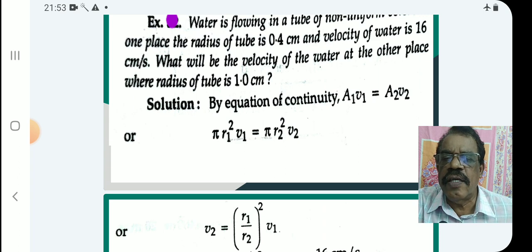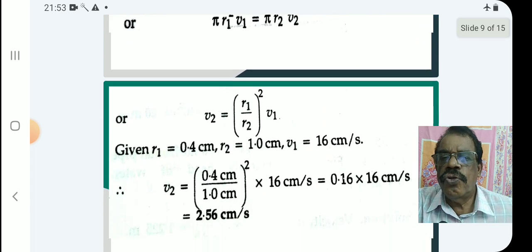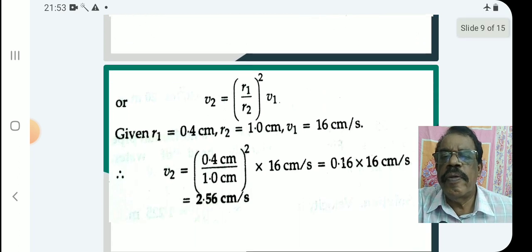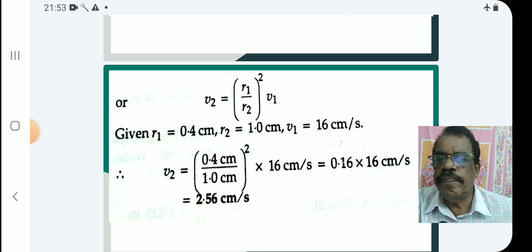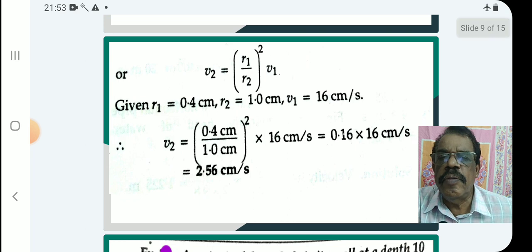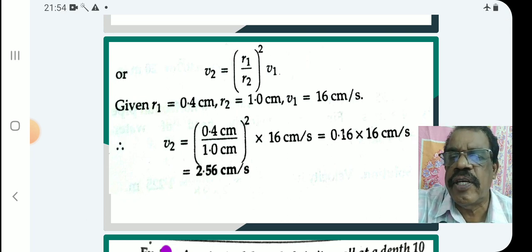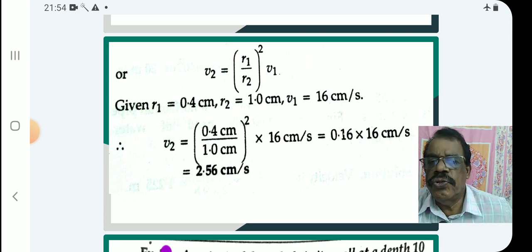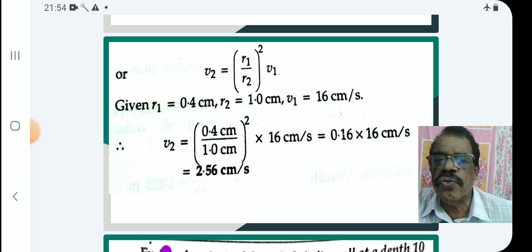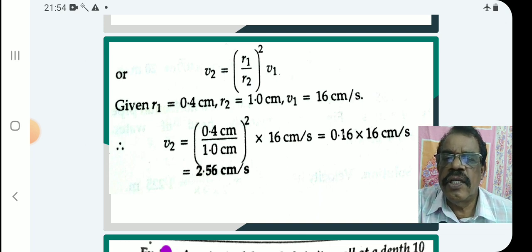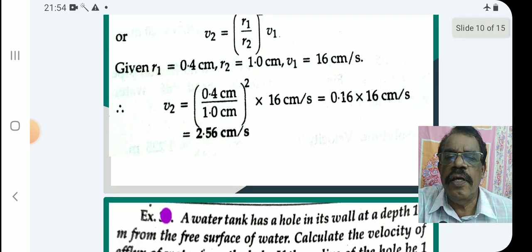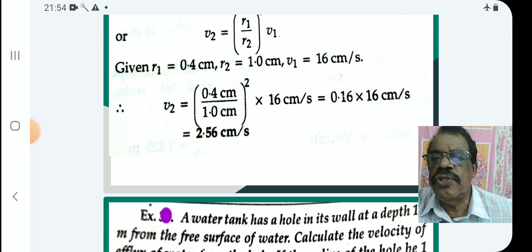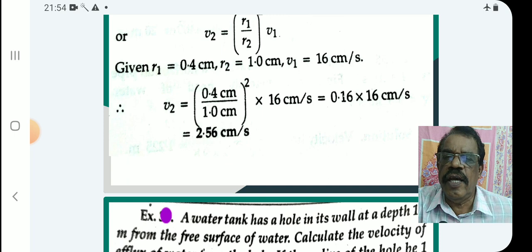We write in that manner. So V2 is equal to (R1 by R2) whole square into V1. R1 is 0.4 centimeter, R2 is 1 centimeter, V1 is 16 centimeter per second. You substitute the values. V2 is (0.4 by 1) square into 16 centimeter per second. We get 0.16 into 16, that is 2.56 centimeter per second. Answer.